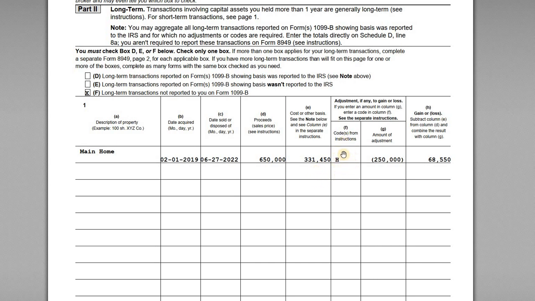And then code H. Code H means sale of your main home for which you're claiming the principal residence exclusion. And then in column G, we have the adjustment. Remember, John is a single filer, so he gets $250,000. So we have a $250,000 exclusion, and then the net amount left over, $68,550. So in this fact pattern for John, only $68,550 of the total gain is what's subject to tax.